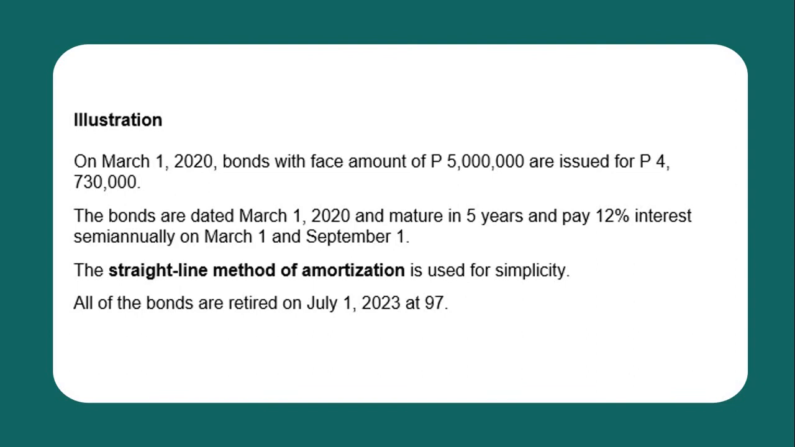So, all of the bonds are retired on July 1, 2023. That is, after 3 years. March 1, 2020 to July 1, 2023. That is 3 years and March, April, May, June, 3 years and 4 months. The age of the bonds is 3 years and 4 months on the date of retirement. So, it has not yet reached 5 years. Meaning, the bonds are retired prematurely. And it was retired at 97. So, the retirement price is 97.